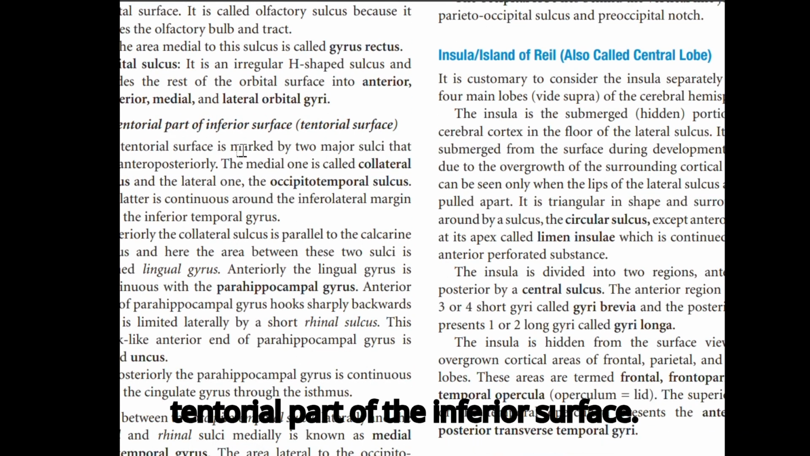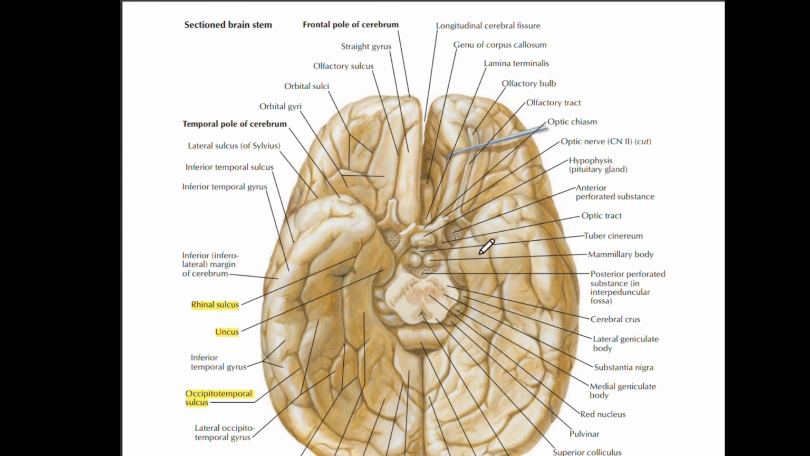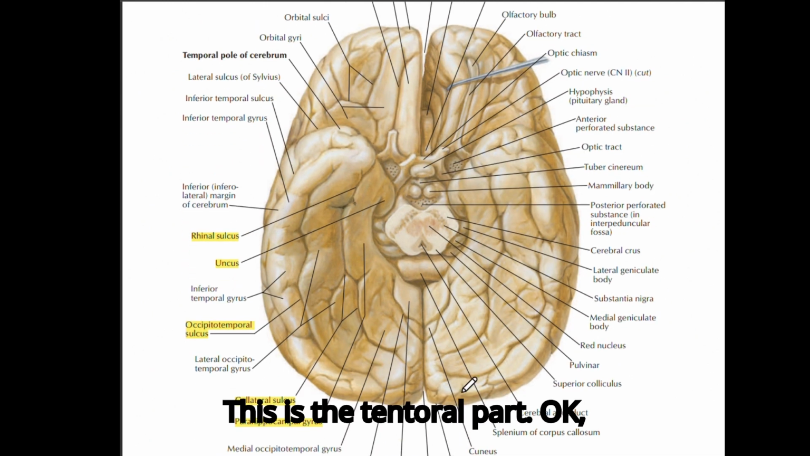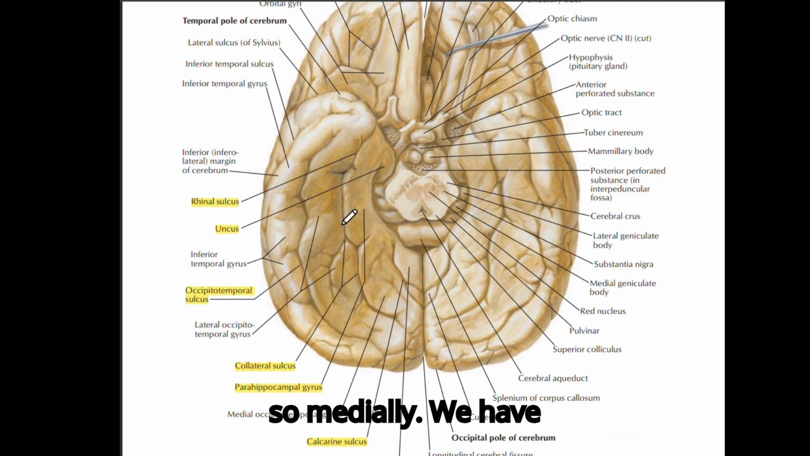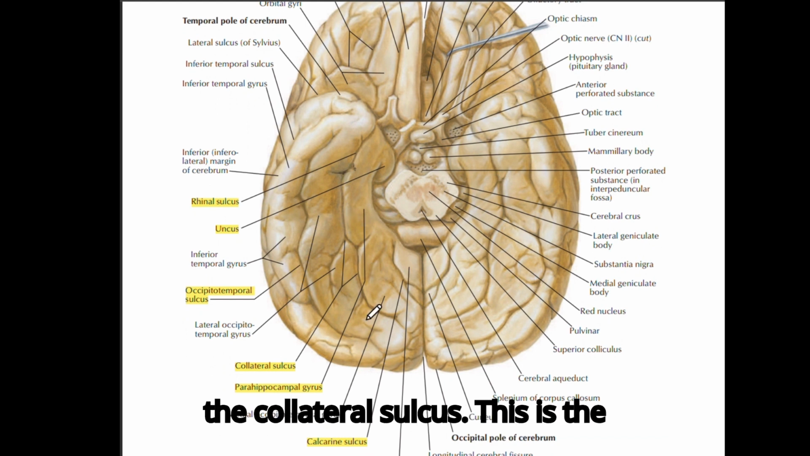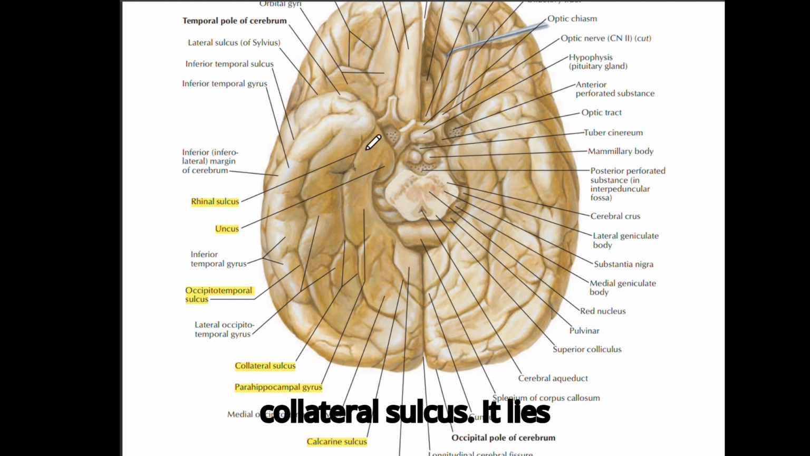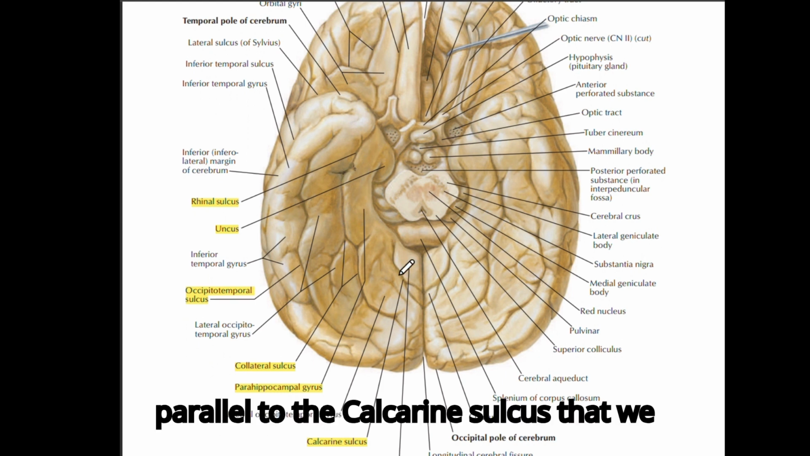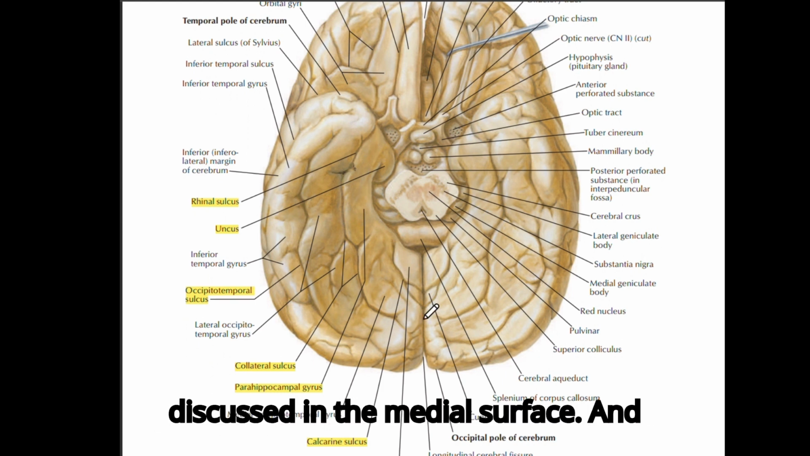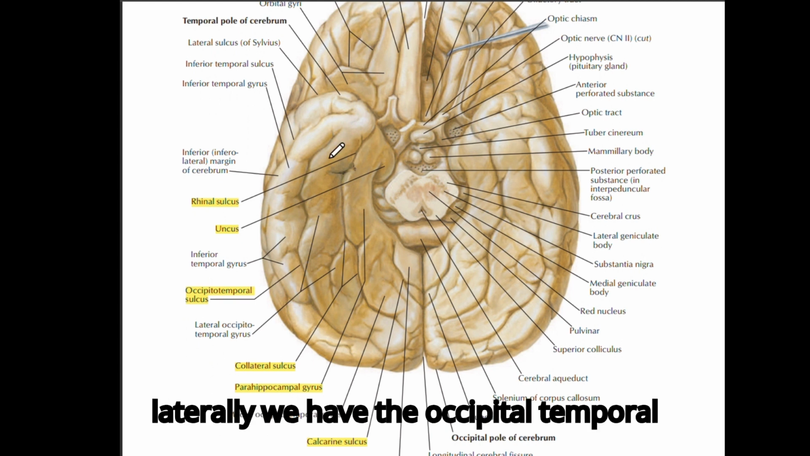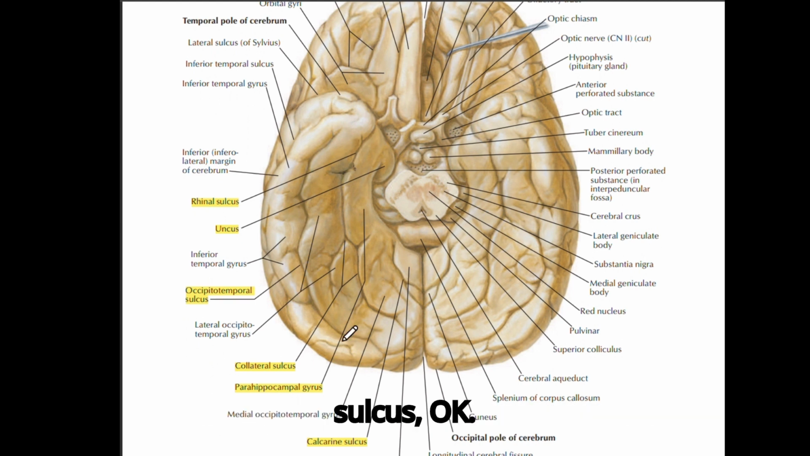Now coming to the tentorial part of the inferior surface. So this is the tentorial part. Medially we have the collateral sulcus. This is the collateral sulcus. It lies parallel to the calcarine sulcus that we discussed in the medial surface. And laterally we have the occipitotemporal sulcus.